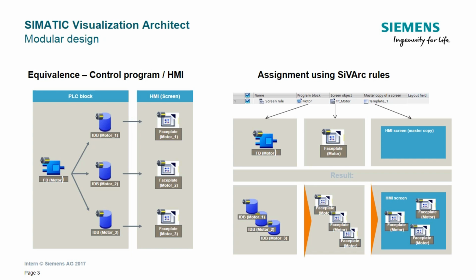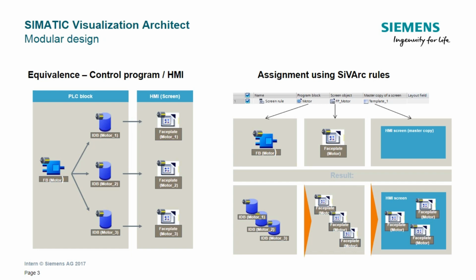You define in your CWORK rule your FB, which you can see is a type from the project library, which is in our case the FB motor. And you use the screen object you want to place on the screen, which is the faceplate type in our project library. You can also select a master copy of a screen, which is then located in the master copies, not under types, which is your HMI screen template.